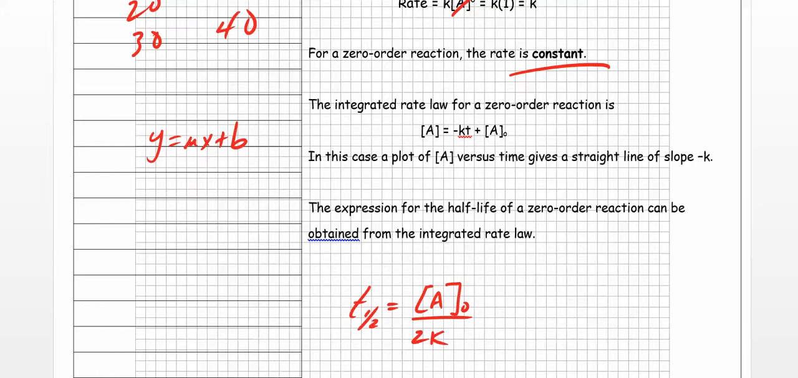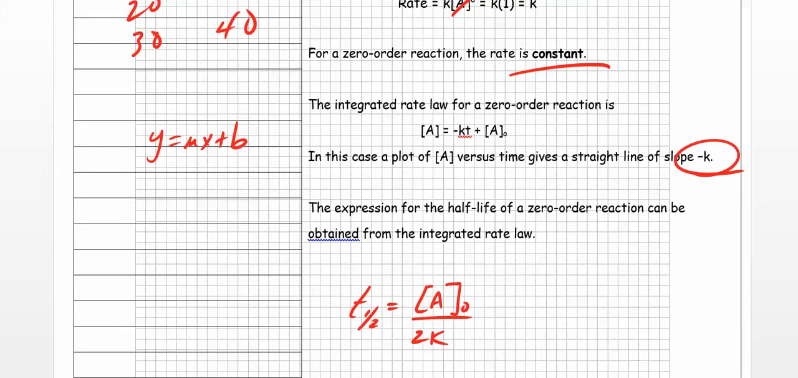If you plot time versus concentration and you get a straight line, you're dealing with zero order kinetics. So in this case, the plot of concentration of A versus time gives us a straight line. So we've got zero order kinetics, right? The slope, by the way, is negative K. And you'll see why it's negative in just a moment.